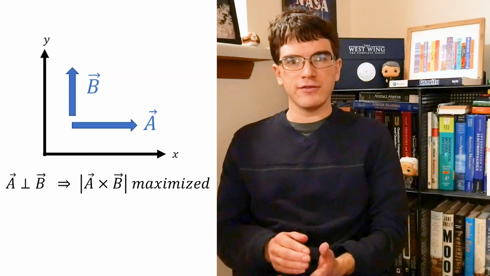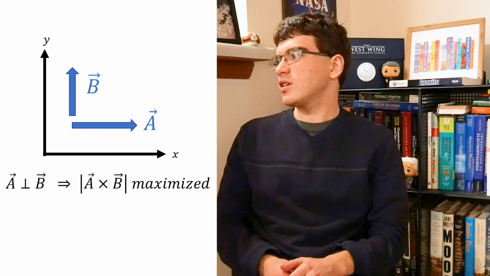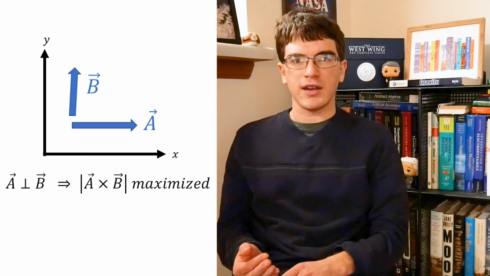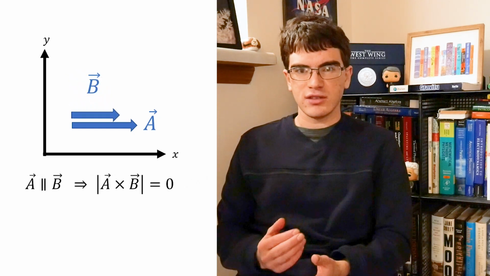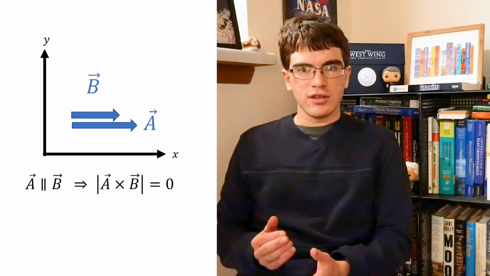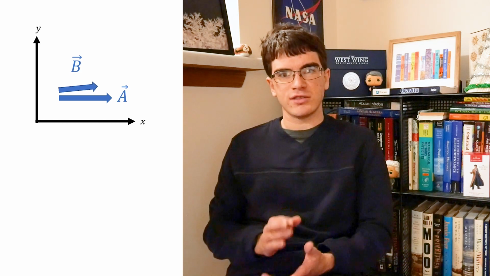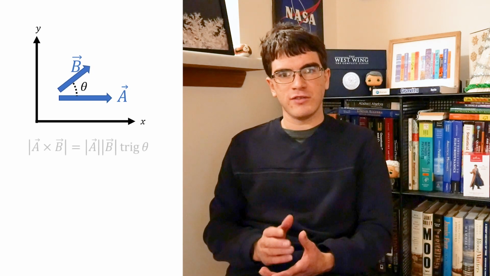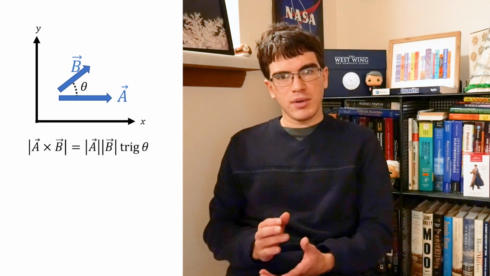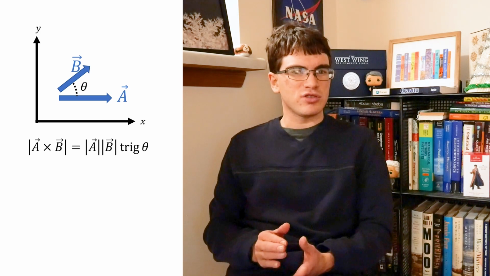You can see that the cross product between two vectors depends on the angle between the two vectors. If two vectors are at an angle of 90 degrees, their cross product is maximized. And if two vectors are at an angle of 0 degrees to each other, when they're parallel, their cross product is 0. Whenever we see an angle dependence in physics, that's a clue that a trig function is probably going to pop up. It turns out that the magnitude of the cross product between any two vectors is equal to the magnitude of the two vectors multiplied together multiplied by a trig function of the angle between the two vectors.